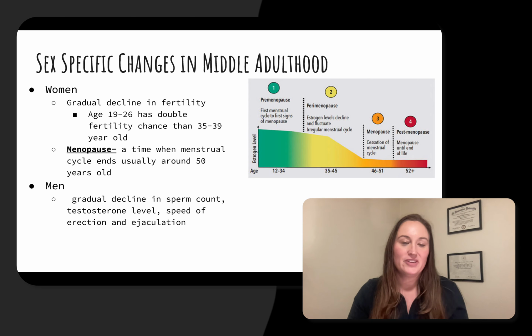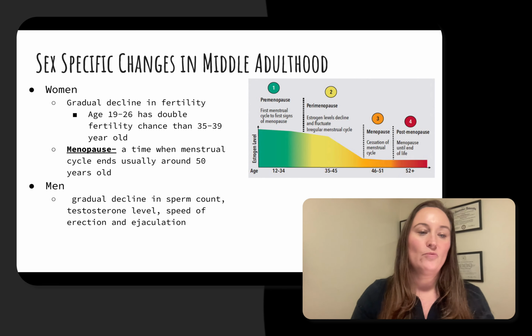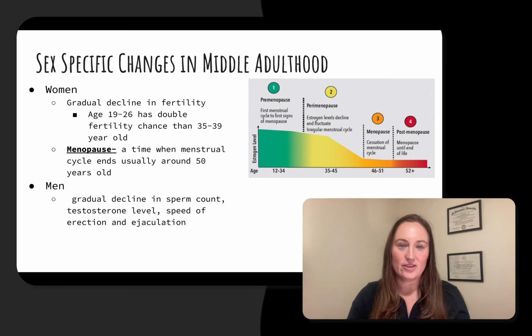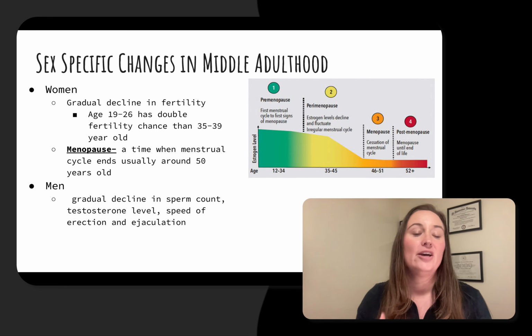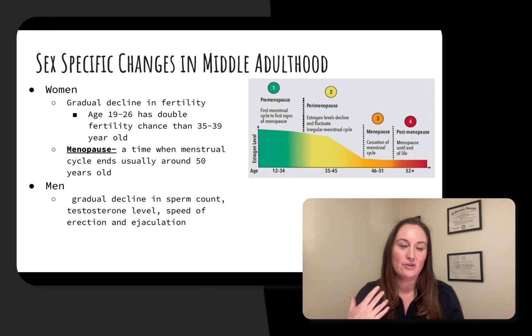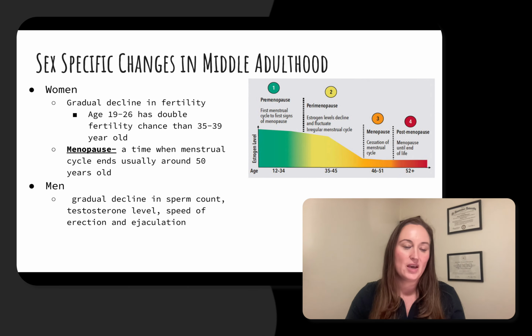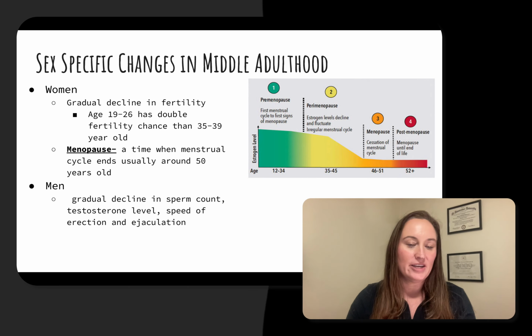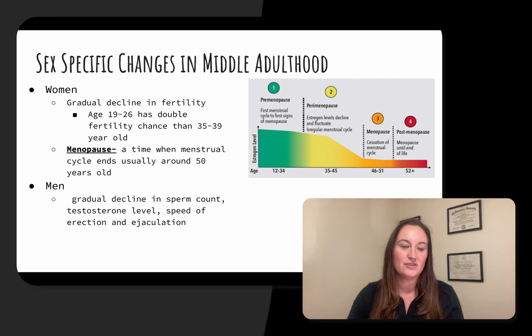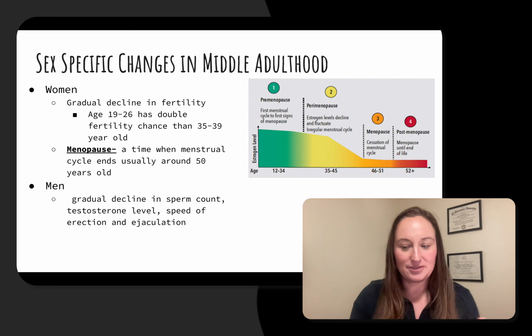So, sex-specific changes in middle adulthood. Women have a gradual decline in their fertility. A 19 to 26-year-old has double the fertility chance of a 35 to 39-year-old. And then eventually they reach menopause around age 50, where their menstrual cycle stops. Men have a gradual decline in sperm count and testosterone levels, and everything else slows down.